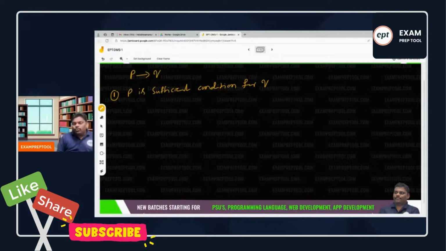For P implies Q to be true, P is the sufficient condition, because if P is true, there is a chance of true, and if P is false, there is also a chance of true. That is the reason it is sufficient. P is okay. But remember everyone, Q is the necessary condition.